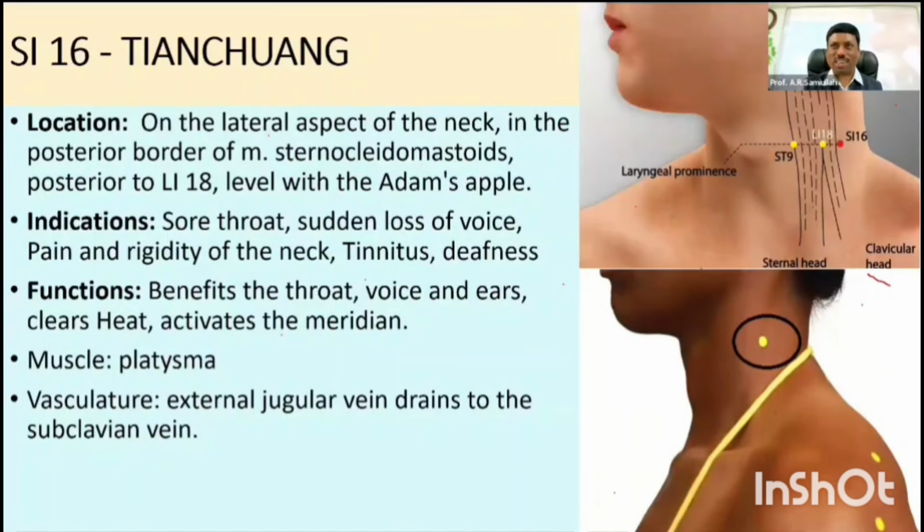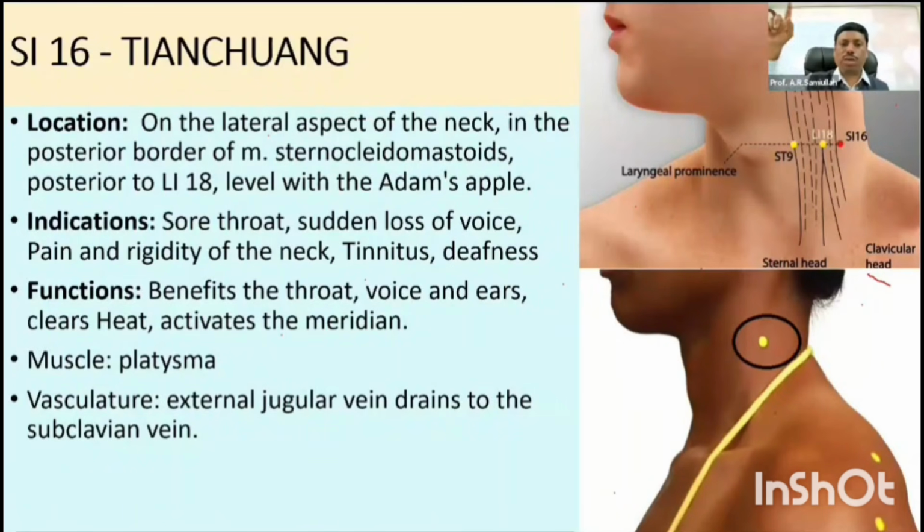Then Tian Chuang. Coming points are really nice, I love this point. Tian Chuang. Tian means heaven or cosmic. Tian Chuang is a kind of gathering point, a point of connectivity. Three points you should remember: Renying, Futu, and then Tian Chuang. Three points in one line, Tian Chuang.